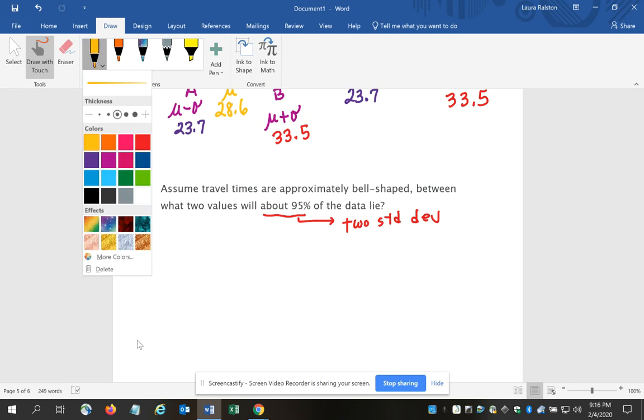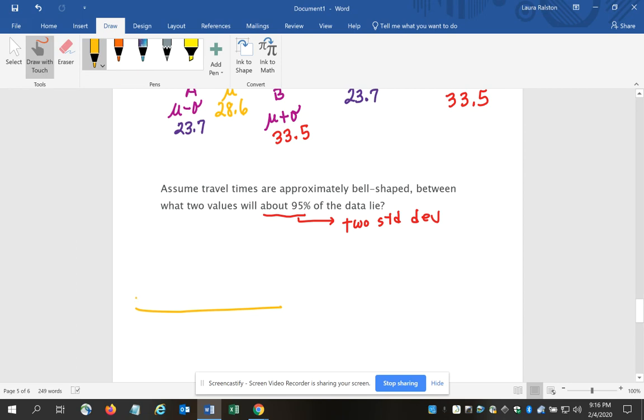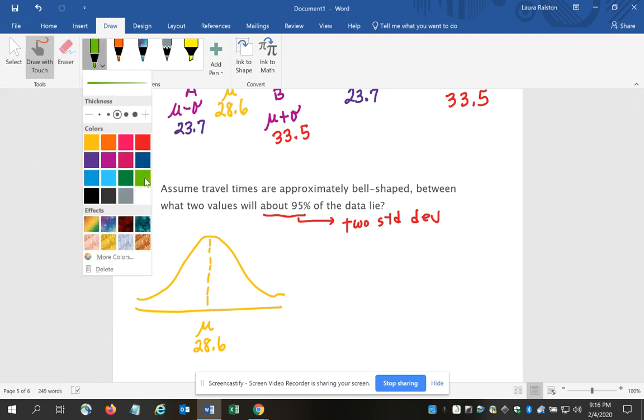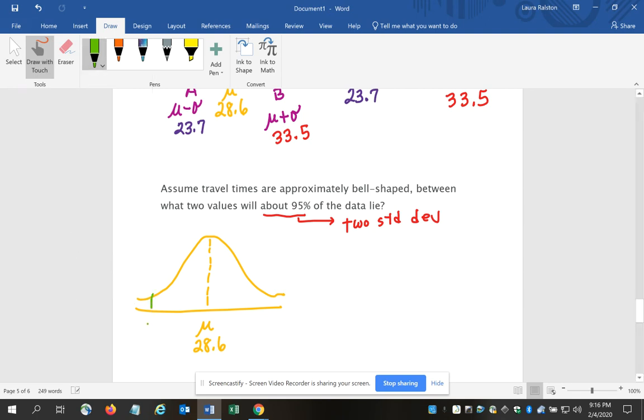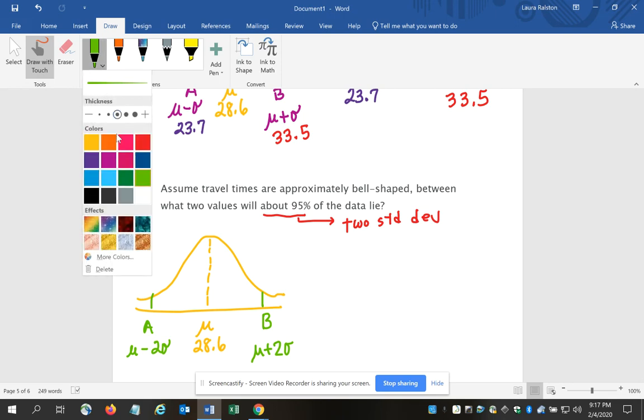Again, it may help you to visualize it by drawing the picture. So we're going to draw the picture again. You have your bell-shaped distribution. The mean is in the middle, which was 28.6. And again, we're looking for those cutoff values. In this case, we can call them A and B, but A this time is going to be the mean minus 2 standard deviations, and B is going to be the mean plus 2 standard deviations. We're using 2 standard deviations because the question alludes to about 95%.